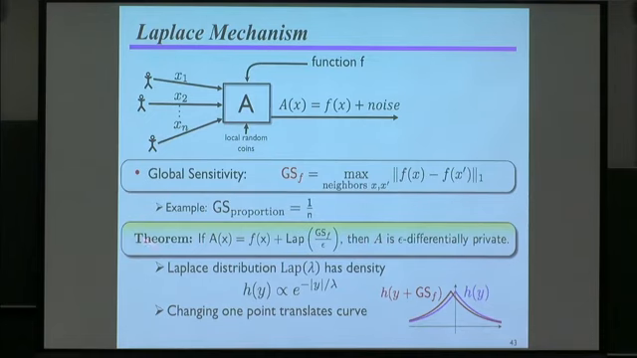And the reason this works is that when I change one person's data, if I look at the distribution of A of x and the distribution of A of x prime, basically the distribution of A of x is going to be maybe the blue curve. The distribution of A of x prime will be something like the red curve, and the mean of the distribution will have shifted by exactly the difference between f of x and f of x prime. And this Laplace distribution is such that when you shift it by this amount, you get another distribution that's still close to the original.